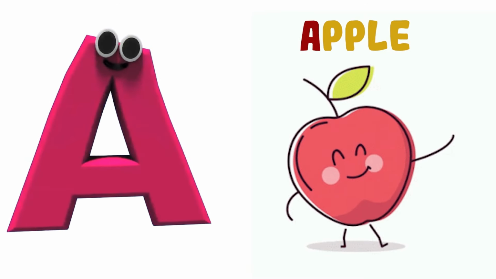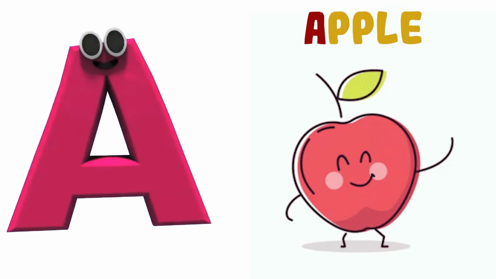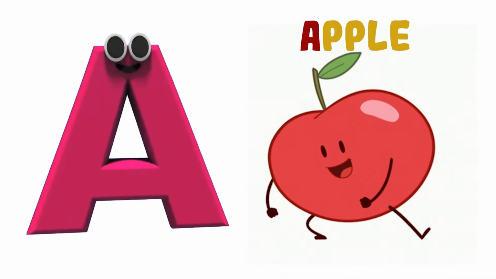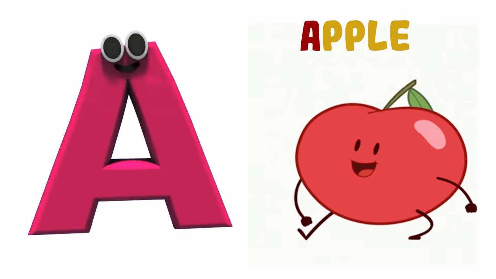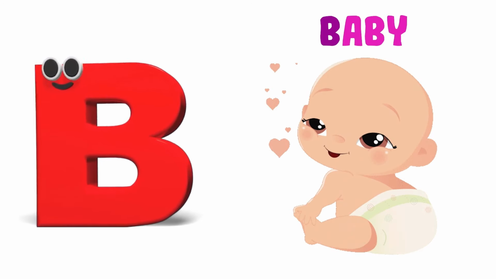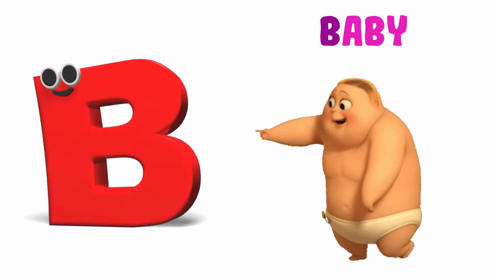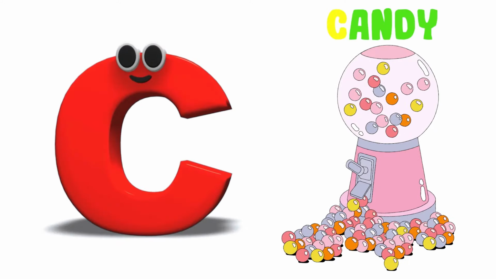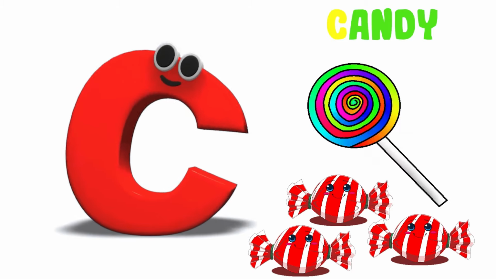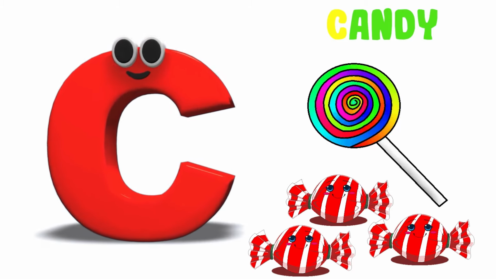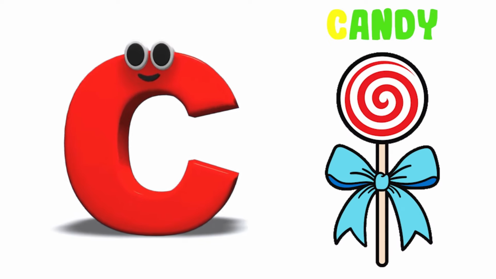Do it again! A is for apple, apple, a, apple, a, apple. B is for baby, b, b, baby, b, b, baby, B, baby. C is for candy, c, c, candy, c, c, candy, C, candy.